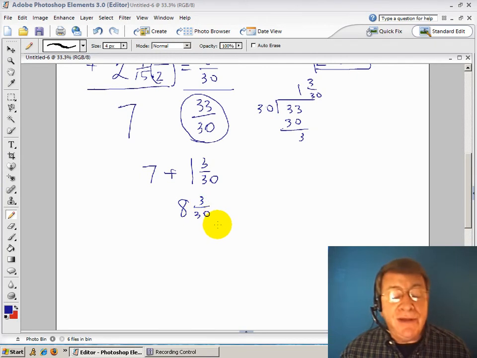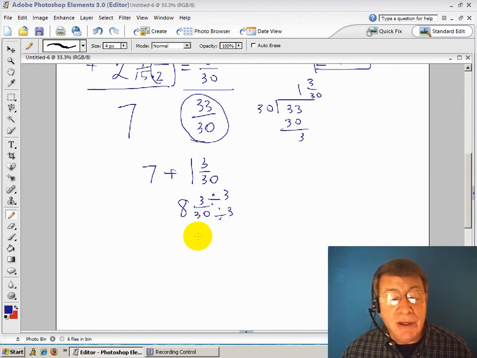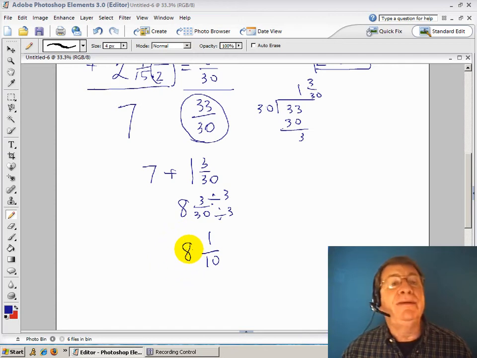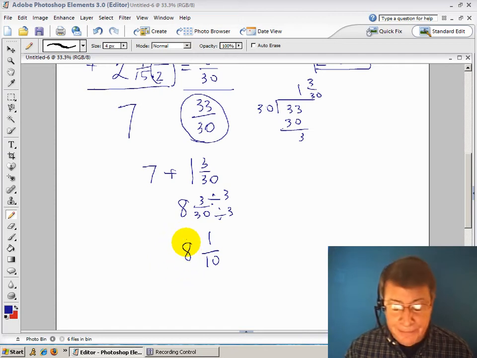Now the only thing left to do is to make sure that our fraction is reduced to its lowest terms, and as you can see, both the numerator and denominator are divisible by 3, and our fraction can be reduced to 1/10. And our 8 is unaffected out in front, and our final answer would be 8 1/10.